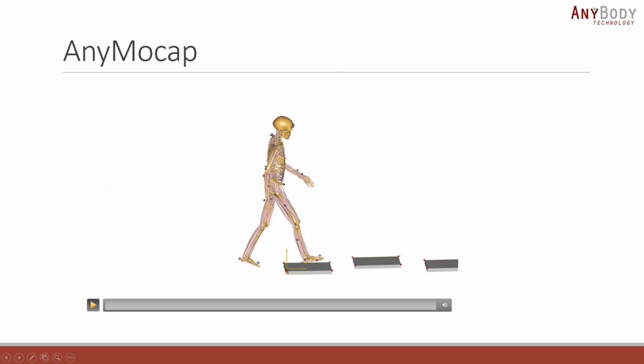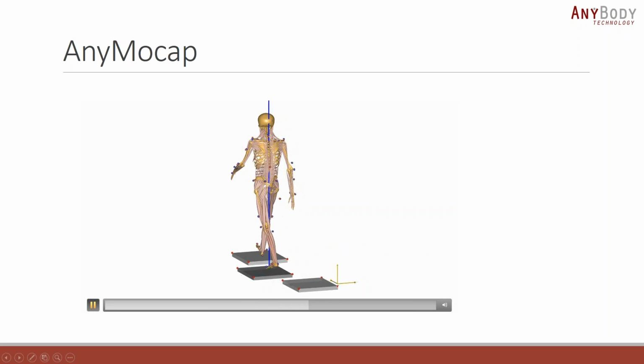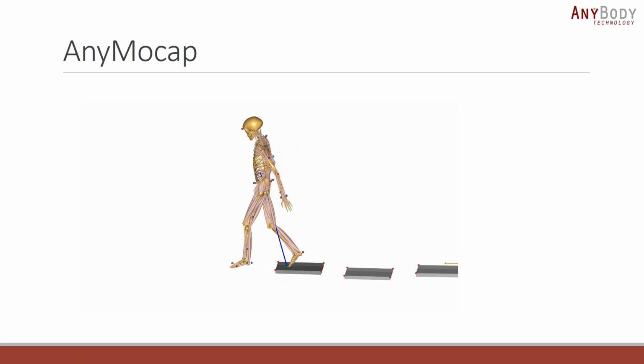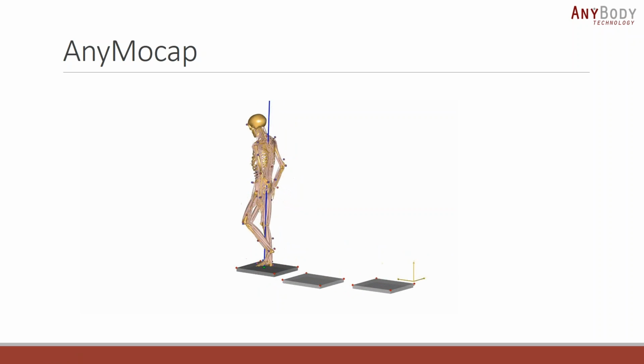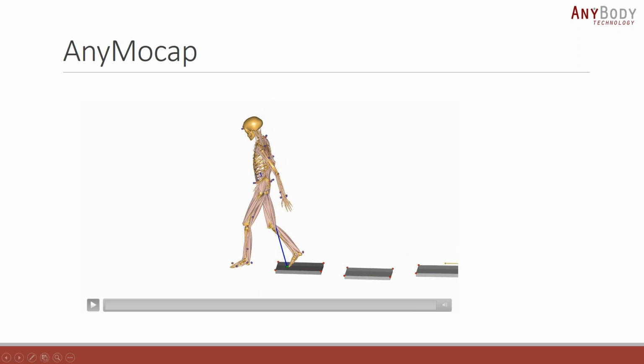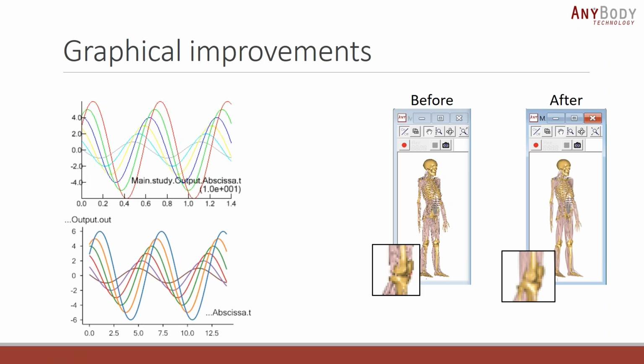Finally, this is just a quick video from the MoCap model, walking over a treadmill. You see here the camera spins around the model. We'll get back to how to make these kinds of videos in a second. But this brings us to the final part, the graphical improvements in the AnyBody Modeling System 6.1.